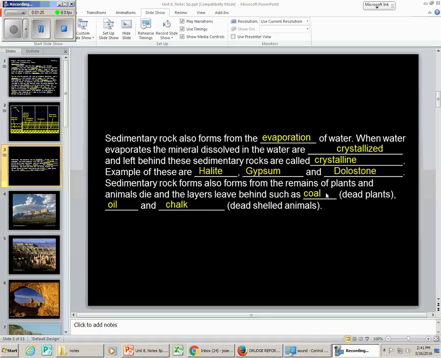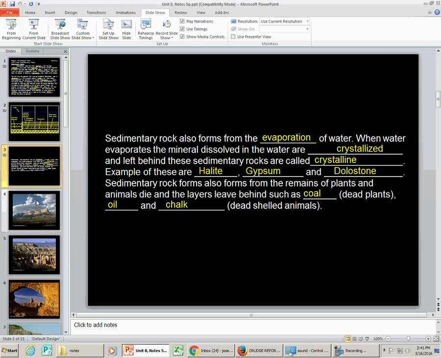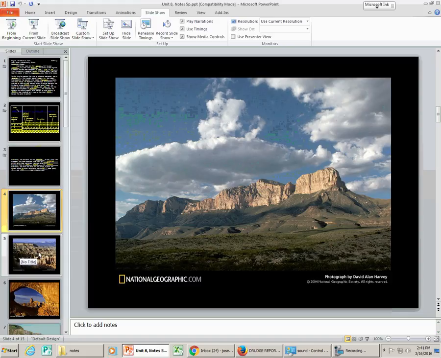Okay? We have coal comes from plants, oil comes from the dead microbes in swamps, and chalk comes from dead shelled animals a long time ago. And natural gas comes from coal is the solid version of fossil fuel, oil is the liquid version, natural gas is the gas version of fossil fuels. So all these locations are sedimentary rock.